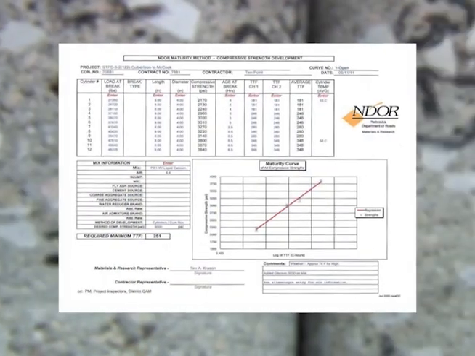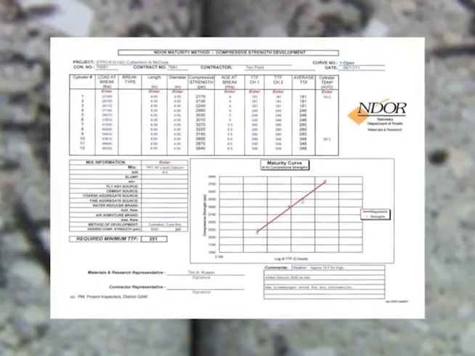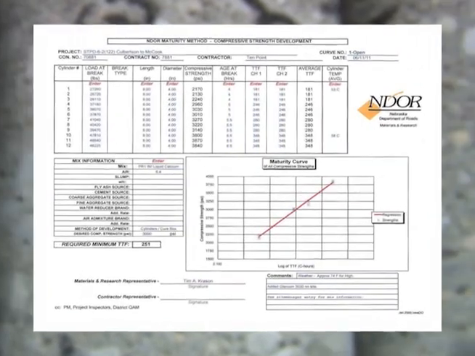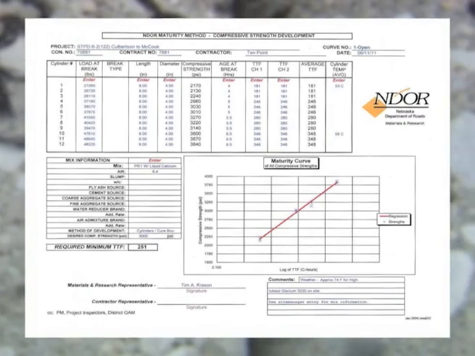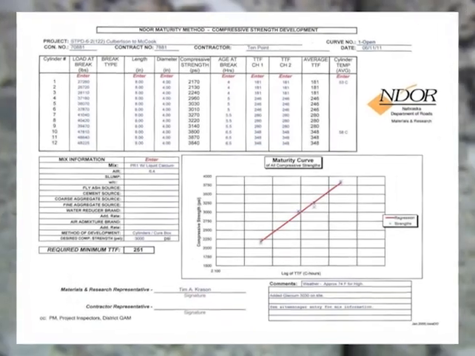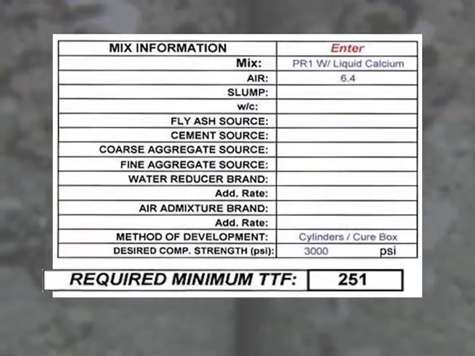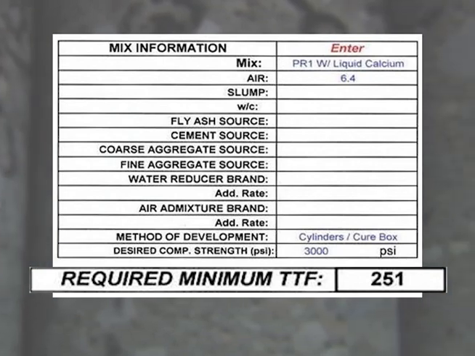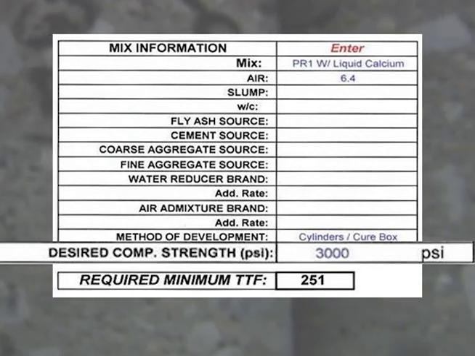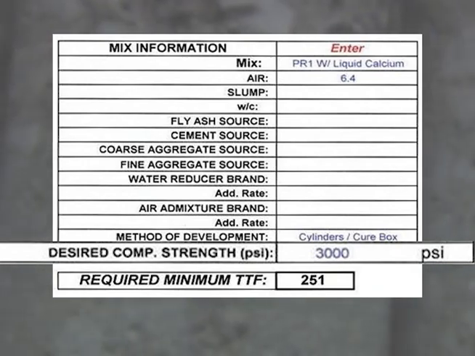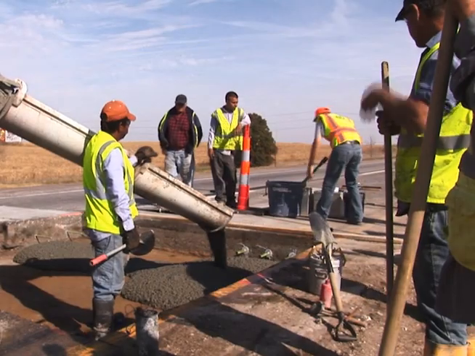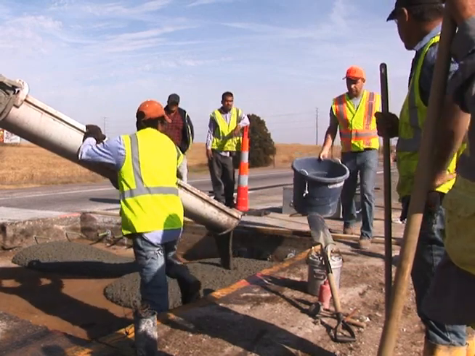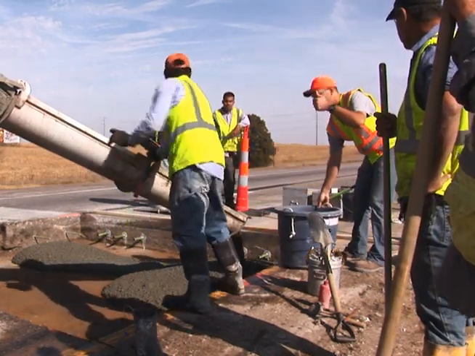The inspectors will use the minimum target time temperature factor developed by the maturity curve for structure form removal, opening, and acceptance design compressive strength. The target time temperature factor value shown represents an estimated opening concrete strength of 3,000 psi for this concrete mix design. This will be of significant use to the project field inspector during the monitoring of the daily concrete placement.